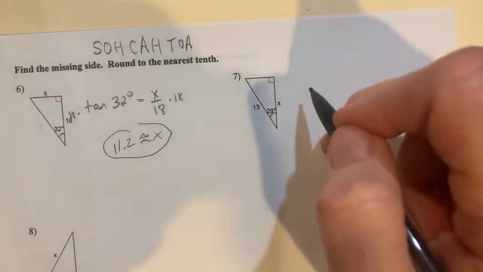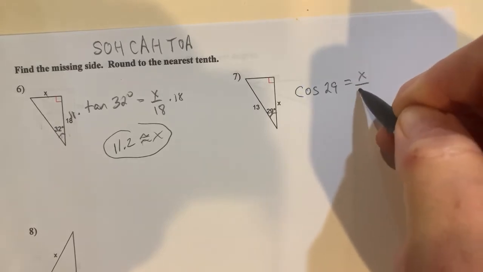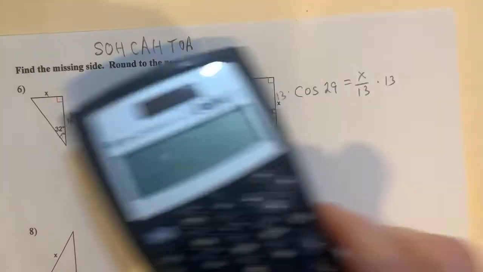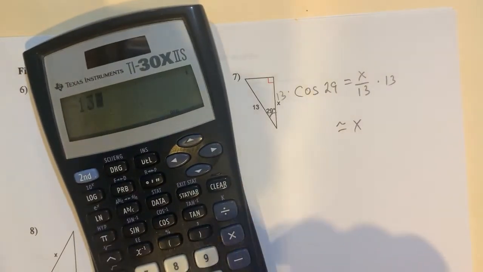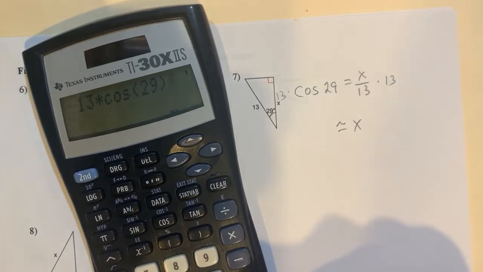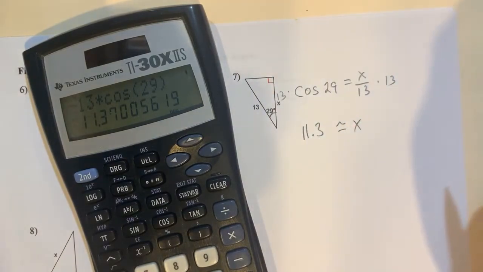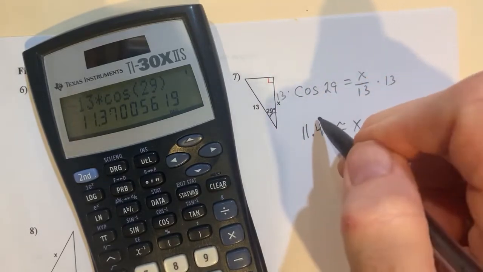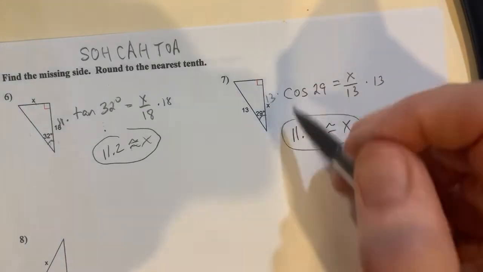So I'm going to write the equation. Cosine of 29 degrees equals x over 13. Again, multiply both sides by 13, a little bit of algebra, and this is where I get to just type that in. So 13 times cosine 29, and that should be about 11.3. Oh, check that. I got to round 11.4. And so that's about 11.4 units. All right, so we found that one.